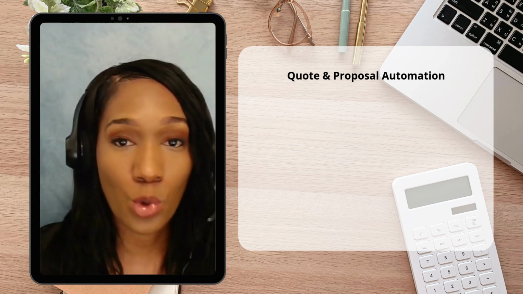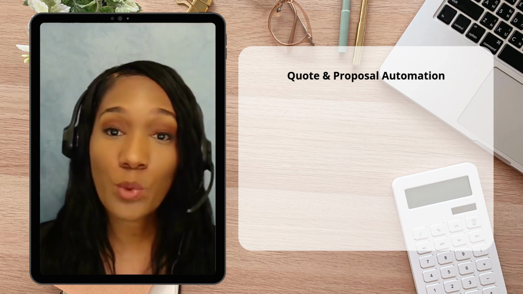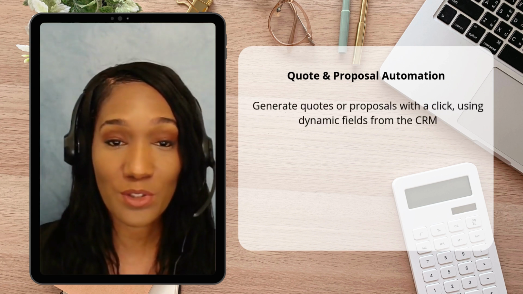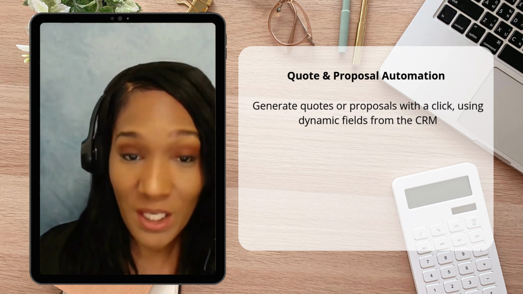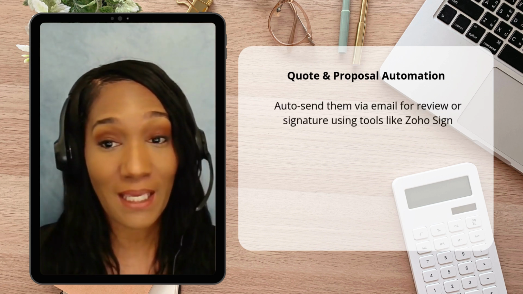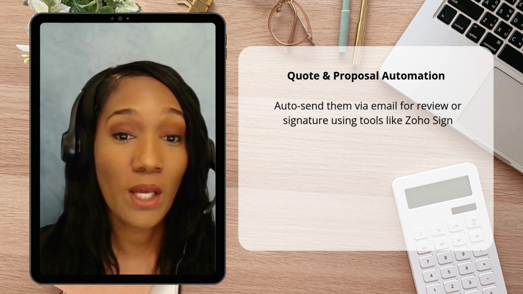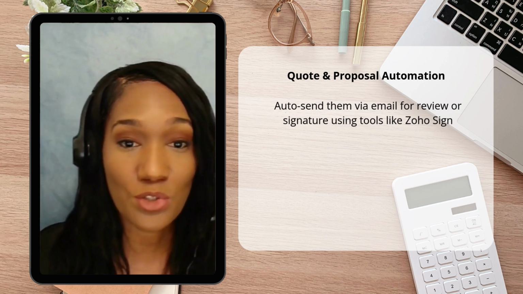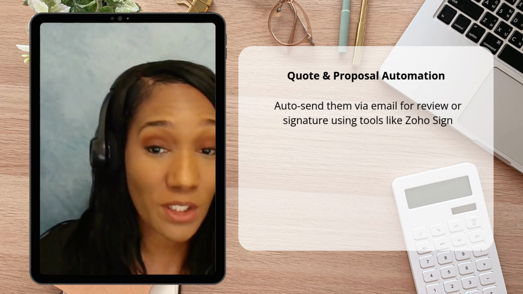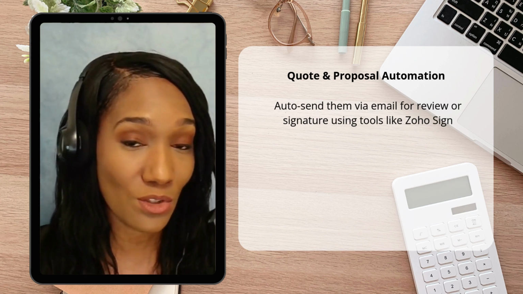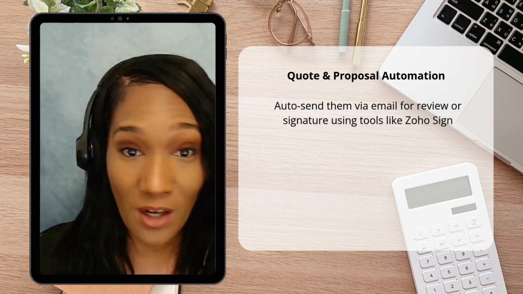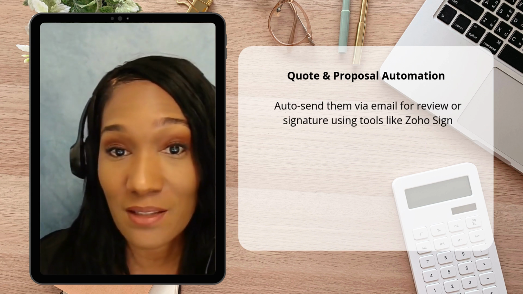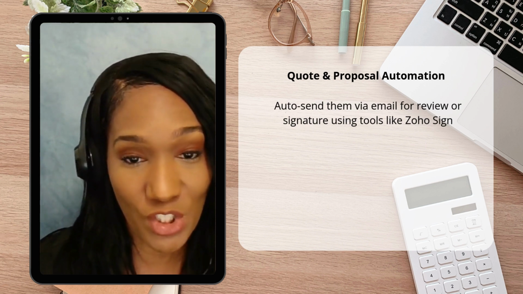Then there's also quote and proposal automation. This is where you generate quotes or proposals just with a click using dynamic fields from the CRM. You can auto send them by email to review and or sign using tools like Zoho Sign. And we're going to go into more detail on the tools that you can use for all of these automations, but yes, you can automatically send out contracts, quotes, proposals for signature.